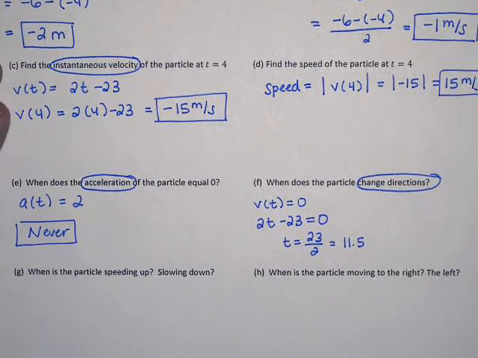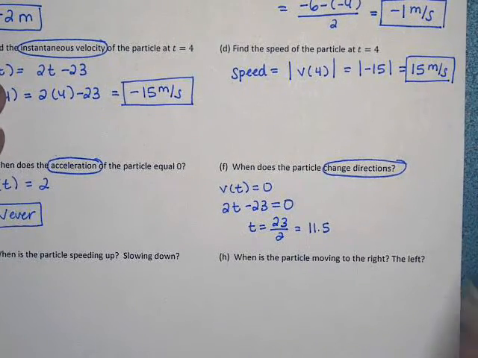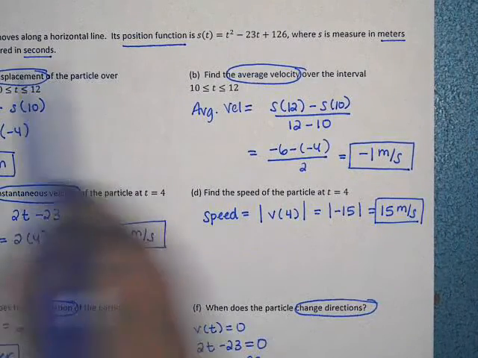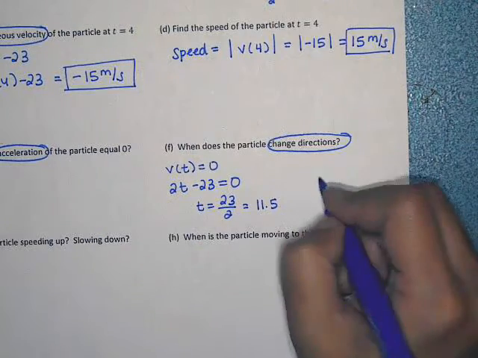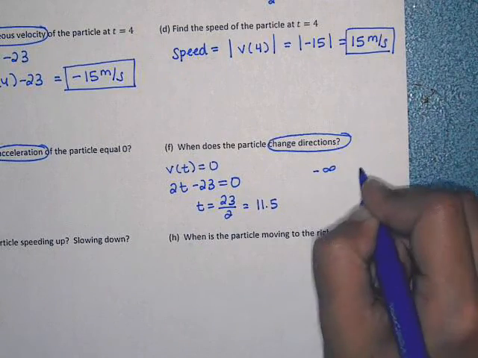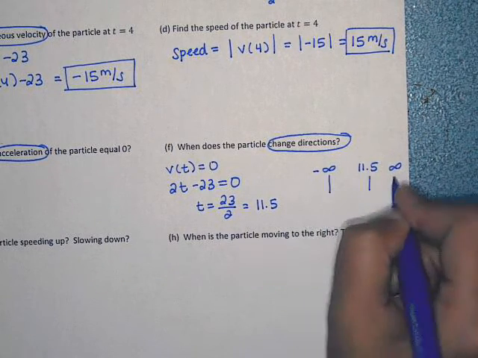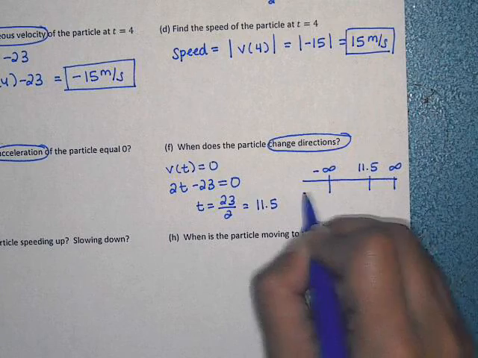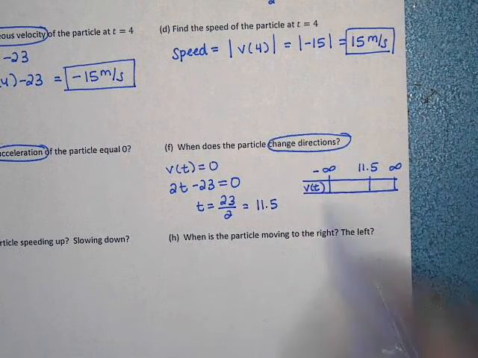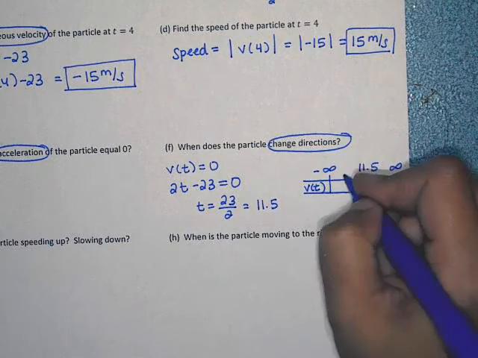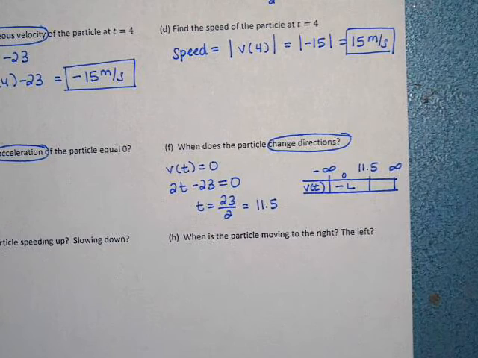To figure out whether or not we actually change directions, we're going to make a chart. It does not say in this problem that you're starting with t greater than or equal to 0. So our chart this time would start at negative infinity, 11.5 would go in the middle, and infinity would go on the end. Again, we're looking at the sign of our velocity function. So pick a number less than 11.5, so 0. If I plug that in here, I get a negative number, so I'm going left.